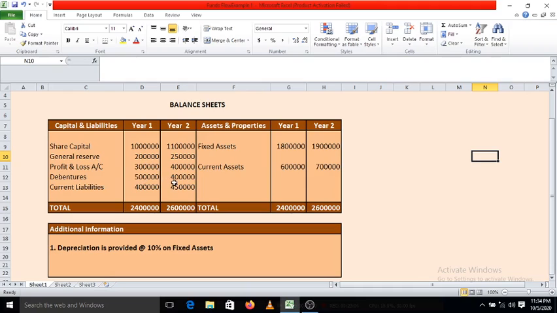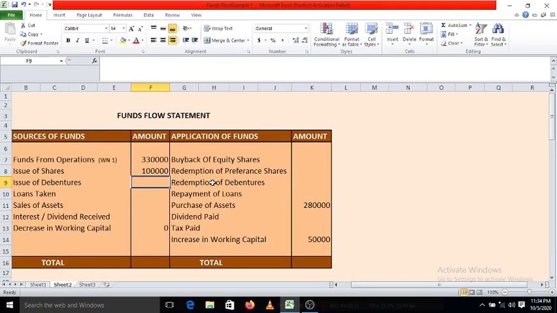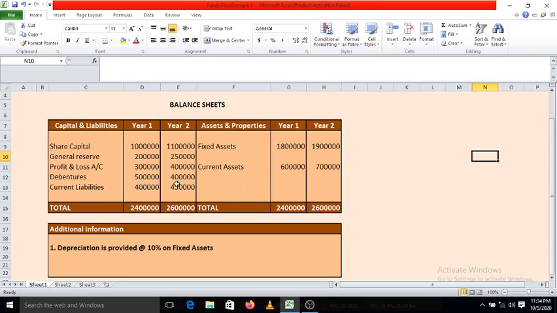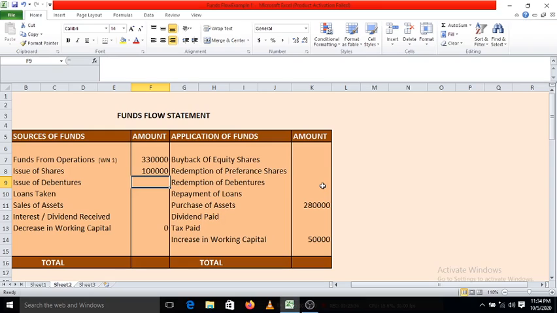Reduction in the amount of debenture means what? That debenture has been repaid during the year. Repaid means redemption. So there is a reduction in debentures, means redemption of debenture. Redemption of debenture means source or application, that becomes application. You can check it out here. On application side there is a redemption of debentures by rupees, first year 5 lakhs, second year 4 lakhs. So redemption of debenture by rupees 1 lakh. Here I will write: redemption of debentures rupees 1 lakh.